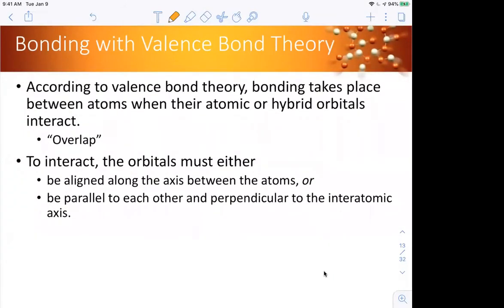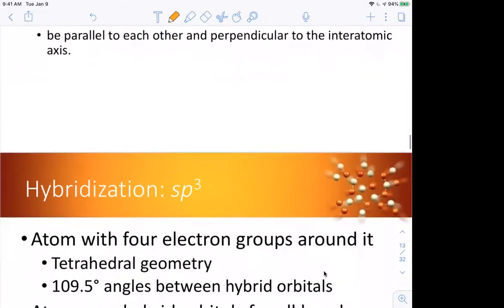Now, according to valence bond theory, bonding takes place between atoms when their atomic or hybrid orbitals interact. This causes overlap. But as we're going to see as we continue, there are 2 different types of interactions. We can be head-to-head, which means the 2 overlapping orbitals are aligned along the axis between the atoms. Or I could have sideways overlap, where my 2 interacting orbitals are parallel to each other and perpendicular to the interatomic axis. I'm going to show you what that means in a second.